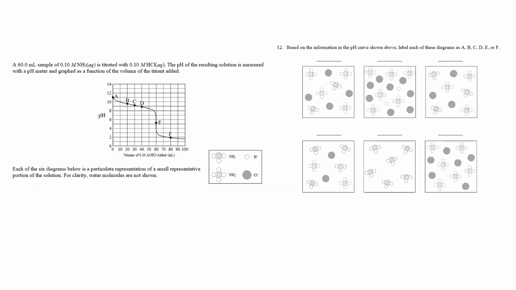All right, so looking at one more here, in this case we're titrating a weak base. So I'm starting here. This is my weak base that we're starting with. So initially at A, you have pure weak base. So that looks like this one right here.